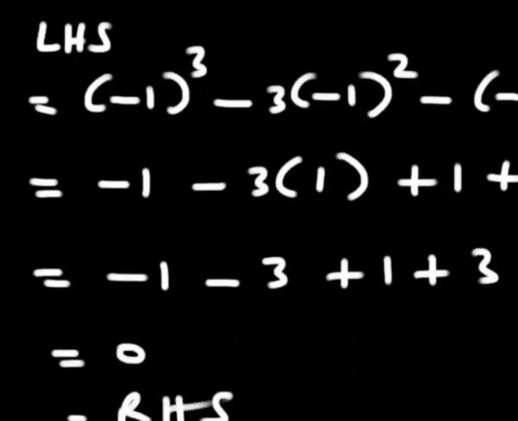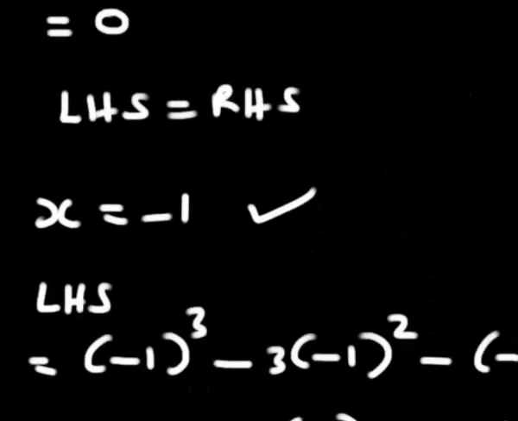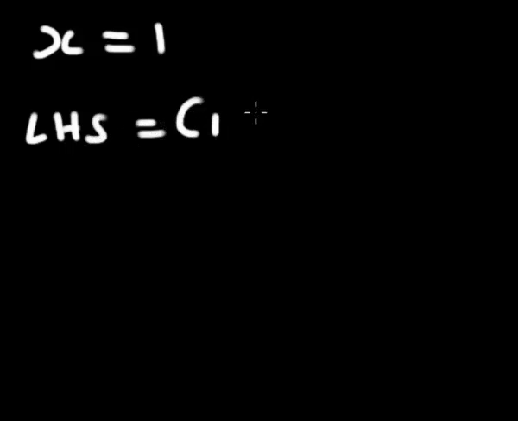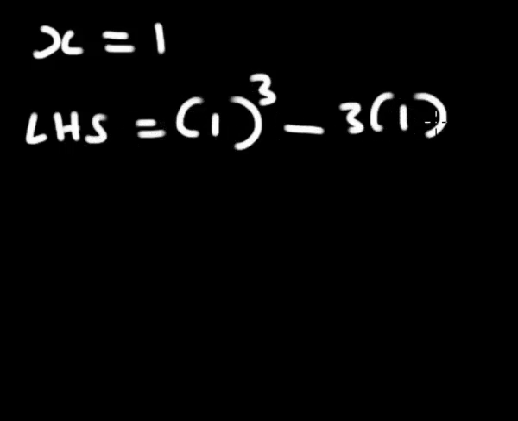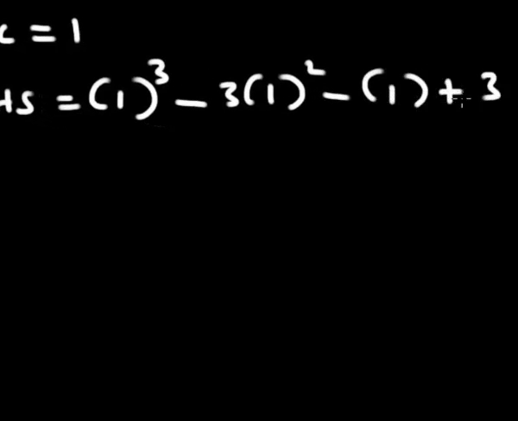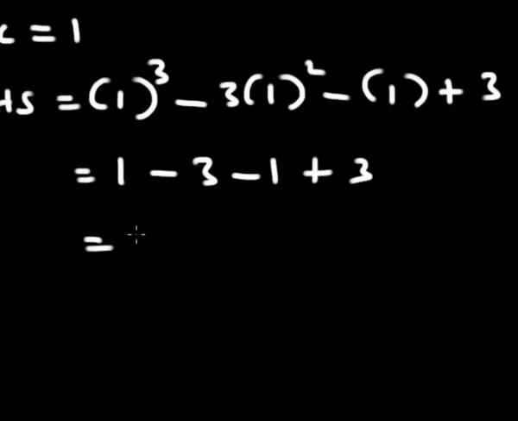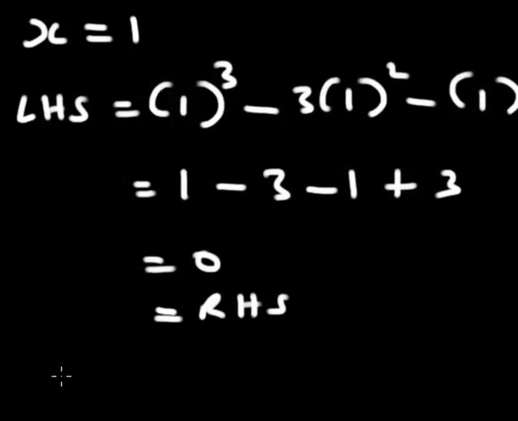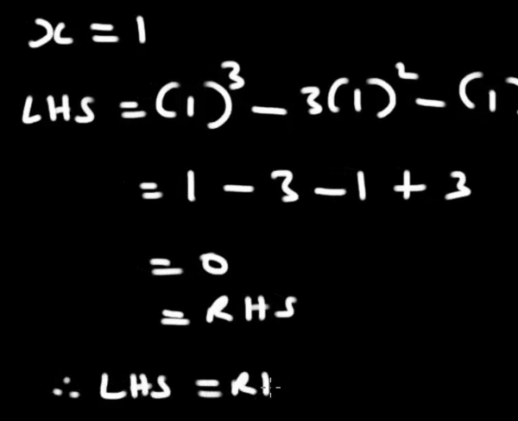Great. Alright, if we take the other value, let's look at x as 1. Let's see if it is a solution. Let's test x is equal to 1. So let's try it. What's the left-hand side going to give you? Well, 1 cubed minus 3 times 1 squared minus 1 plus 3. So it's 1, subtract 3, subtract 1 plus 3. Look at that, naught. 1 minus 3 is negative 2, minus 1 is negative 3, plus 3 is naught, which is the right-hand side. And guess what? The left-hand side is equal to the right-hand side. Therefore, 1 is most definitely a solution to that equation.